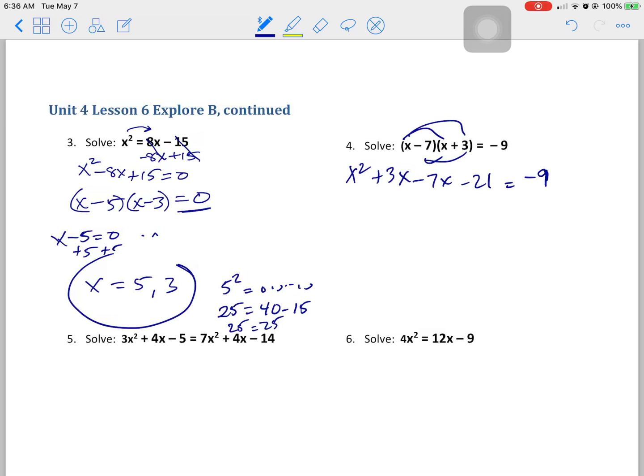Okay, so it seems odd. Remember, the other ones we didn't do that to because they were already set to 0. What we need to do is FOIL this one, combine like terms, and then move the 9 back this way.